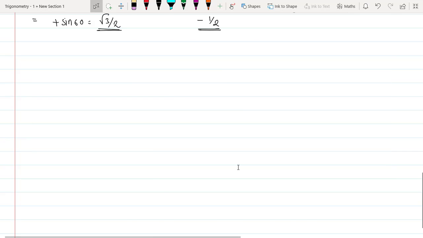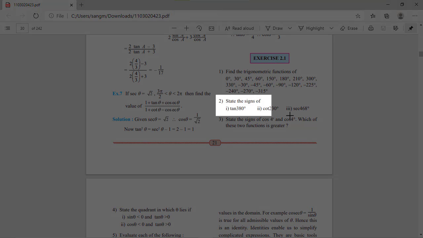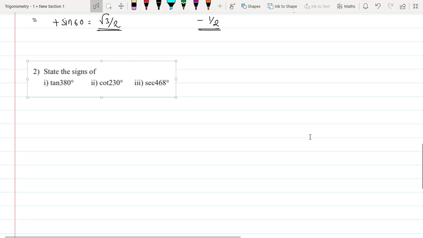Okay, so let's see the next question. State the signs of, now you will definitely tell me the sign of these. State the sign of tan 380, cot 230 and sec of 468. Now, on what does the sign depend? On which parameter is the sign of a trigonometric function depending? It is totally on the angle. Yes, exactly, it is totally the angle, and in which quadrant it is lying.